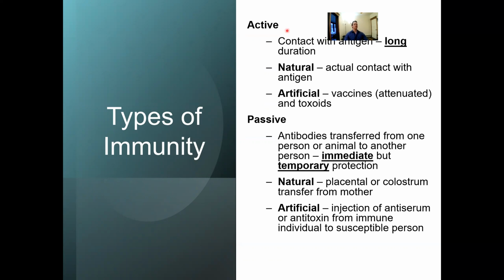So essentially, during active, we necessitate contact with the antigen for a long duration. You can also think of active as the natural process because it requires actual contact with the pathogen, but it can also be artificial, where we use vaccines or toxoids to produce an immune response when you predict that someone might be exposed to a pathogen. Very similar to what's happening with the COVID vaccines now, where we're trying to make people get that secondary immune response so they don't become as sick.